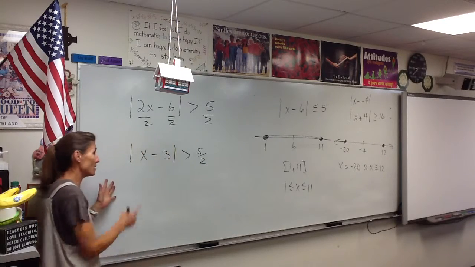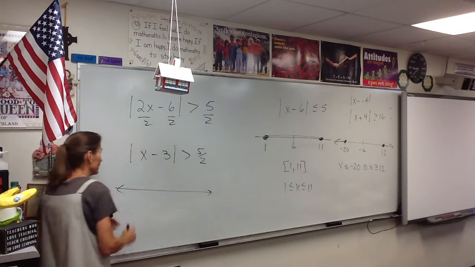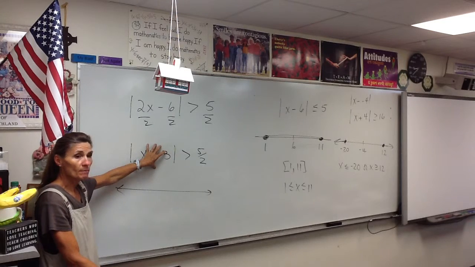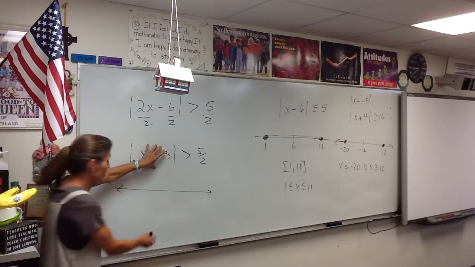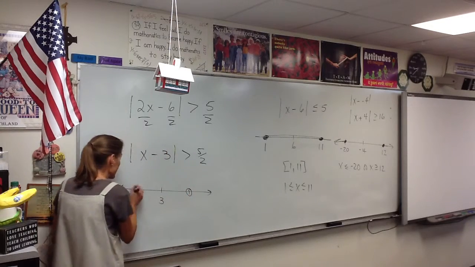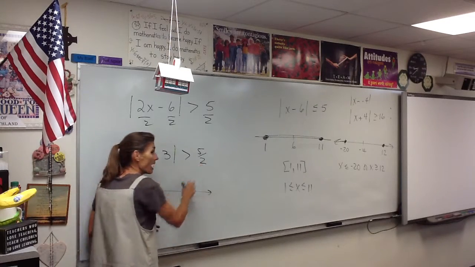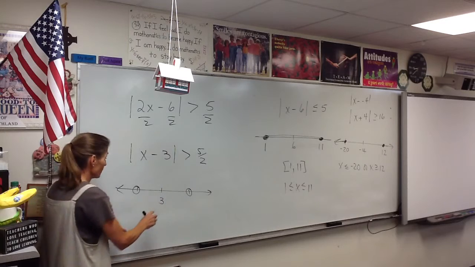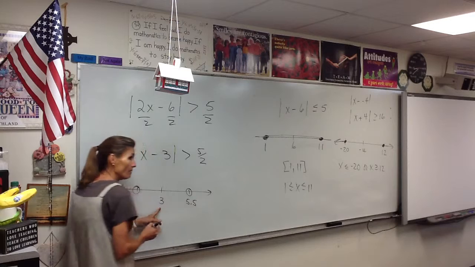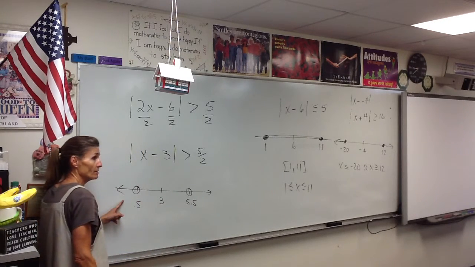And now we're right back. I know there's a fraction. Do not panic. We're right back to where we were before. What does this say right here under my hand? The distance between something and 3. So there's 3. Where's the something going to be? On either side, and it's going to be how far out? 2.5. So if I go 2.5 out this way, I'd be at 5.5. If I go 2.5 back this way, I would be at 0.5.